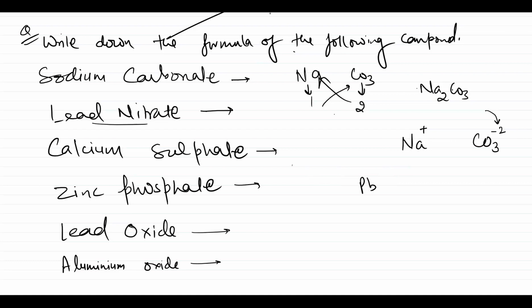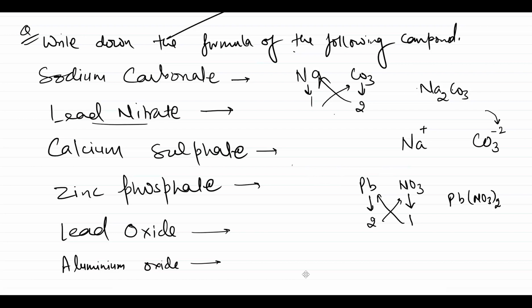What should be the formula for lead nitrate? You are going to have Pb. Sir, is the valency 2 on the top or on the bottom? It is on the top. And nitrate is NO3, its valency is 1. When you cross multiply, you will get Pb(NO3)2, whole twice.